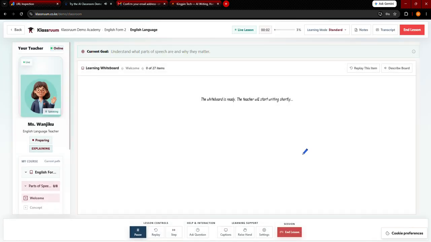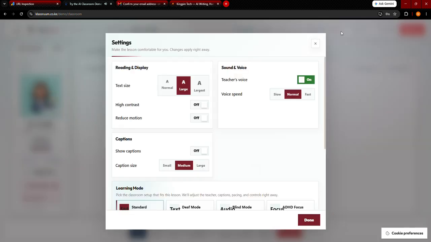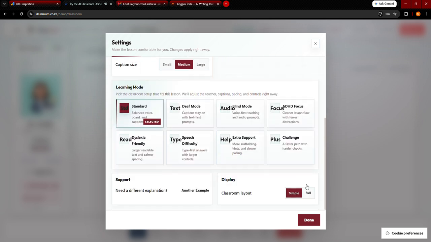Welcome to today's English lesson. We are going to learn about parts of speech, specifically nouns, verbs, and adjectives. These are the building blocks of every sentence you read and write.